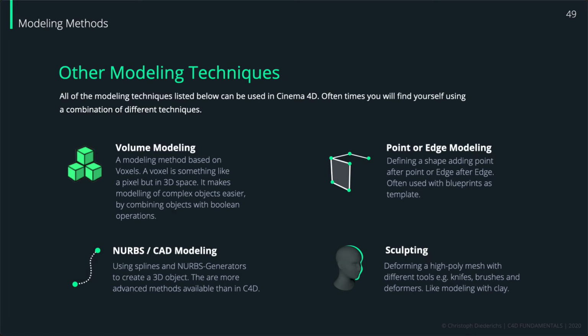And then there's sculpting. This is mostly used for organic shapes like characters, animals, this kind of thing. We can also do sculpting in Cinema, but again, it's not the best choice for sculpting. There are other more advanced tools for this, like ZBrush, for example, which you also get if you have the Maxon One subscription. It's a bit like clay modeling, where you have different tools like knives, brushes, and those kinds of things to deform a mesh very naturally.